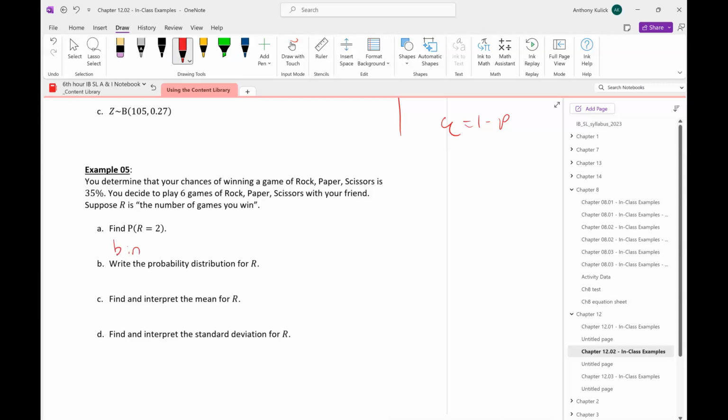Are we going to be using a CDF or PDF? Yeah. Good. What's the number of trials? 6. Okay. What's the probability of success? 0.35. And what's the X, excuse me, 2. So if I type that in, I get 0.328.